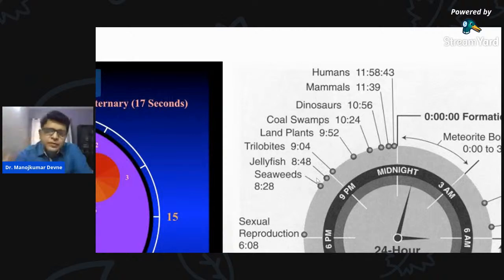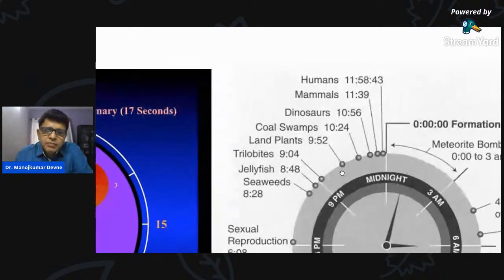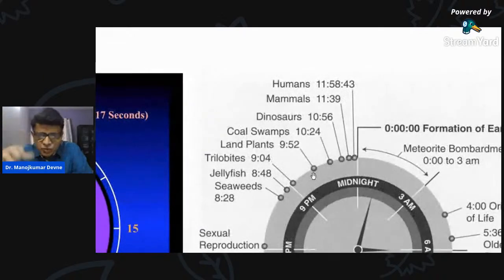Okay, then this team believes that land plants come later. So you'll see that it's around 52 minutes past 9 o'clock in the night that land plants come up, and it's around 10 o'clock, 10:30, that you have coal swamps. So possibly this is the Carboniferous period as such. Okay, then dinosaurs, which we consider to be very, very old, are coming up only at around 11 o'clock.